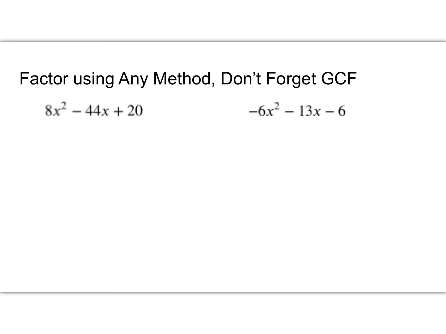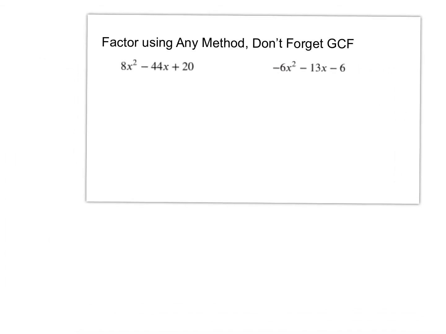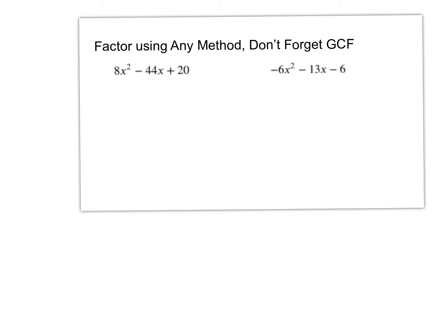All right, now, factor using any method, don't forget GCF. All right, so for this first one, I'm going to use the slide. For those of you who did the slide, let's do the slide. And then the second one, I will use grouping. Okay, but one big thing I wanted to highlight here is don't forget about greatest common factor. Make your life a lot easier. Because right now, if I multiply 8 and 20, that's 160. There's a lot of factors there.